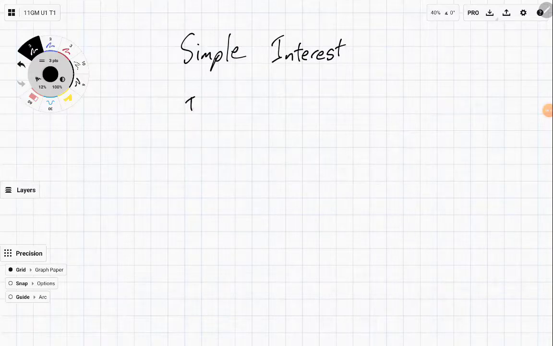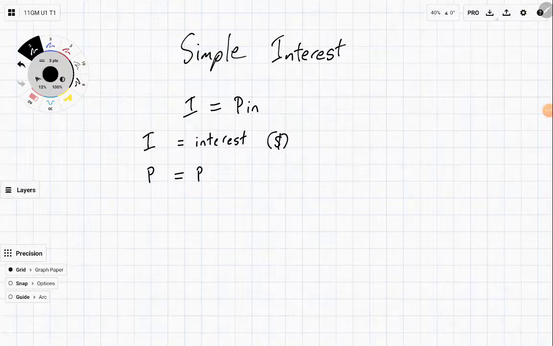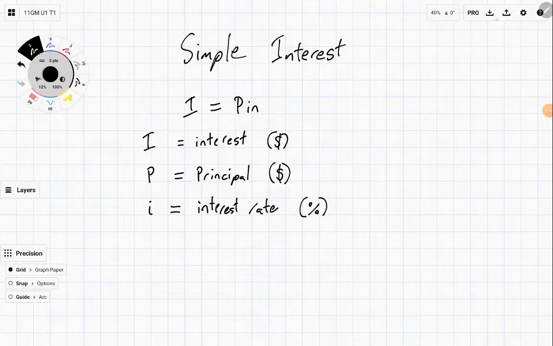So where does the formula come from? Well, it's two steps. I equals PIN, where capital I is the interest. So that's the extra money that you've gotten back, so that's in dollars. P is the principal, meaning the starting amount of money. Little i is the interest rate. It's the usual symbol we use to talk about a percentage. And then N is going to be the number of years, although theoretically it could be different time periods depending on what the question's asking us for.